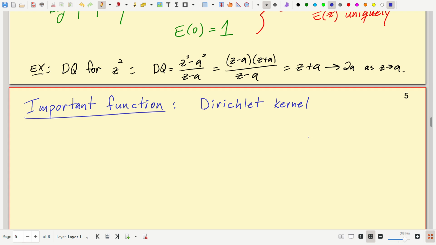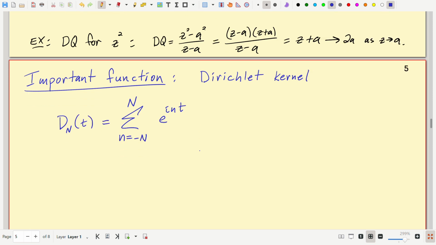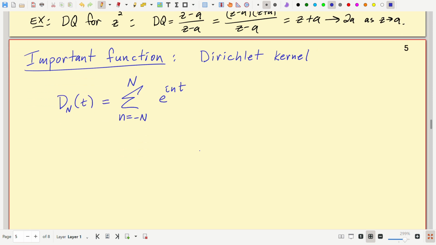And the notation for the Dirichlet kernel is D_N of t. Sometimes they put a 1 over 2 pi in front of it, sometimes they don't. I'm going to make my notation short and sweet today. So let's see, it's the sum as little n goes from minus capital N to plus capital N of e to the int. That's what it is. I want to write that out now and play around with it.